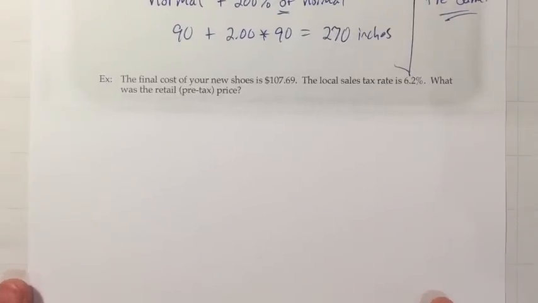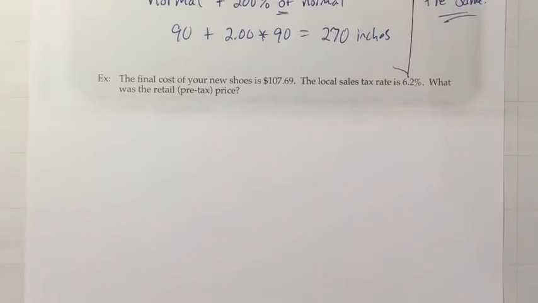The final cost of your new shoes is $107.69. Look at you spending 100 and something on a pair of shoes. The local sales tax rate is 6.2%. What was the retail pre-tax price?